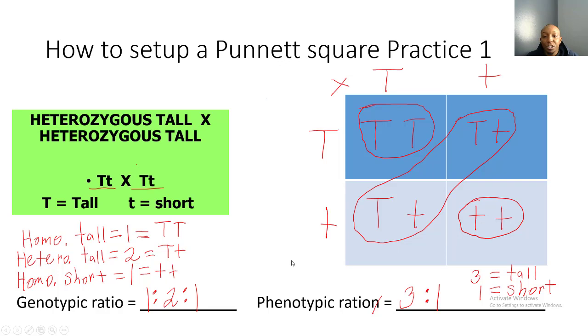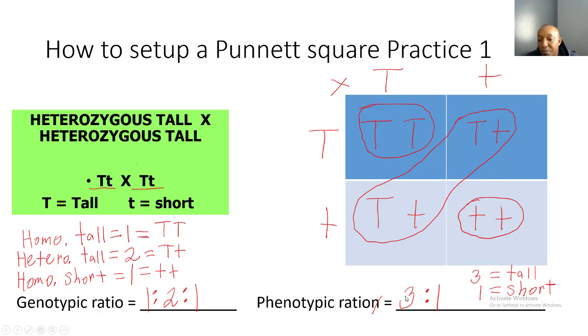So now let's look at our genotypic ratio. We have one homozygous tall, so there's that one right there, and then we have two heterozygous tall. So here's two heterozygous tall right here, and then we have one homozygous short. So our genotypic ratio is 1 to 2 to 1. I even break it down for you up here.